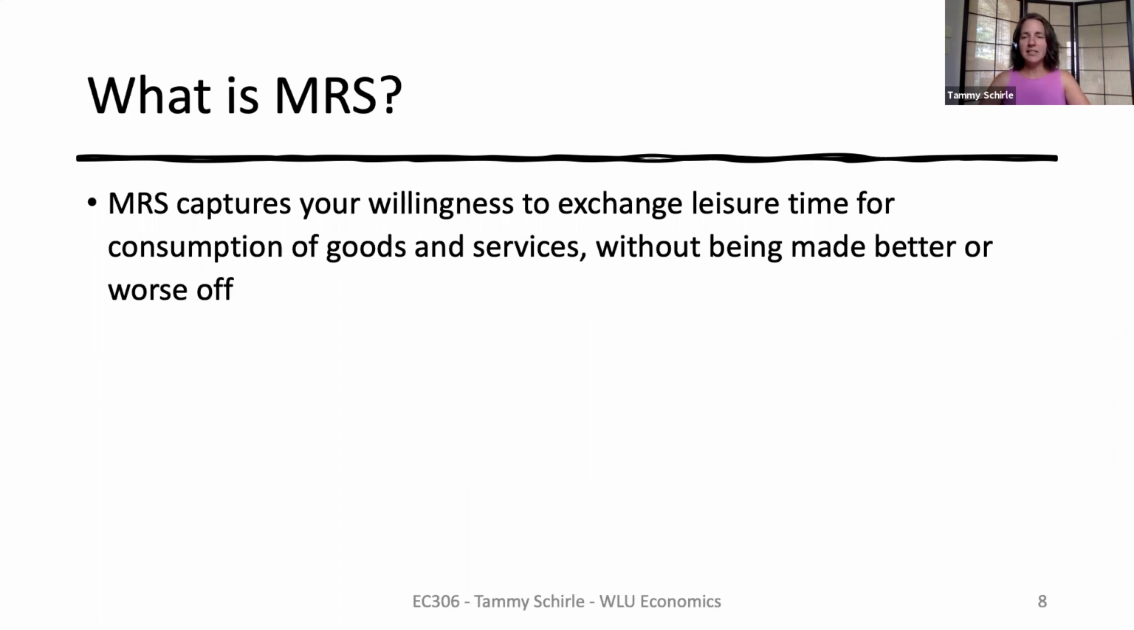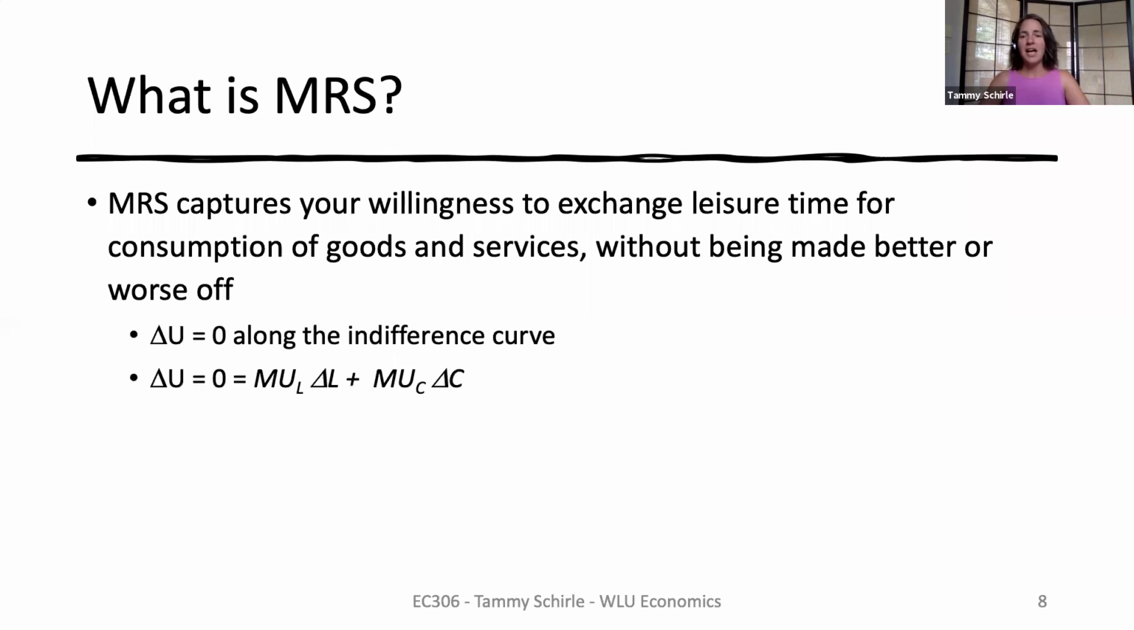Intuitively, it's telling us about our willingness to exchange leisure for consumption without being made any worse off. In other words, as we move along the indifference curve, the change in utility is zero. What we are doing when we move along the indifference curve is, we have some gain in leisure with a change in utility associated with that. That is the marginal utility of leisure, which we denote here as MUL.